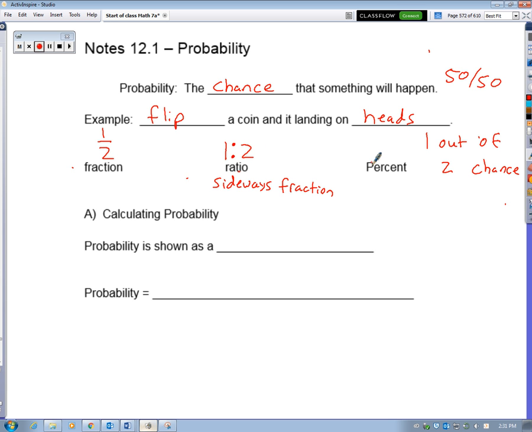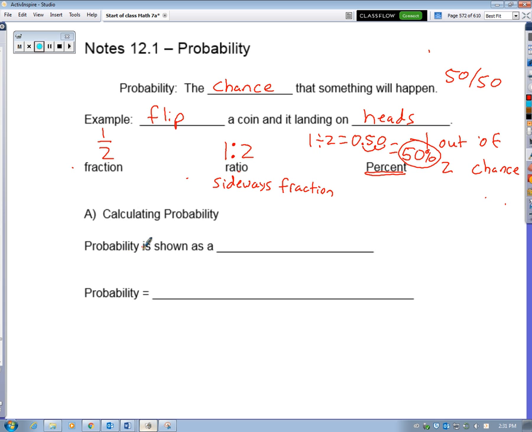Alright, we could also make it into a percent, which is the way that I kind of like it because it's easier to look at. So again, we can take this fraction, 1/2, and make it into a percent. 1 divided by 2 equals 0.5, and then you move that decimal point 2 places, and that gives you 50%. So 3 different ways that we can show the probability, the chance of it landing on heads: fraction, ratio, and percent.